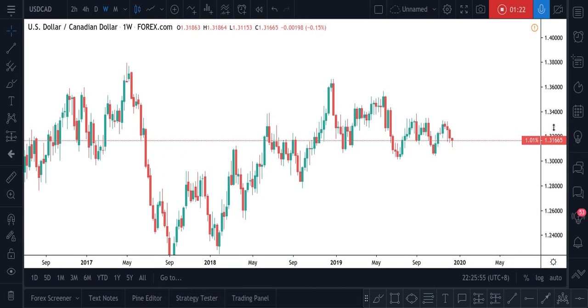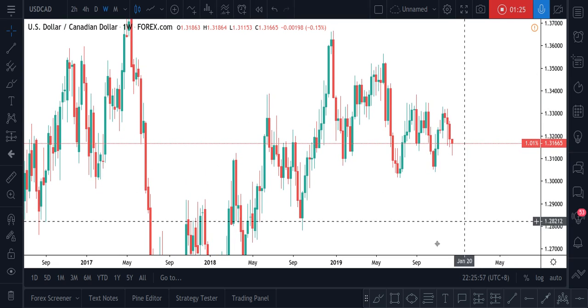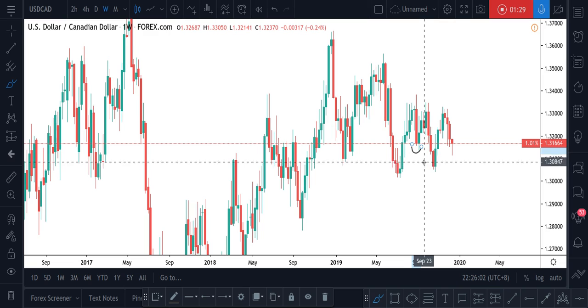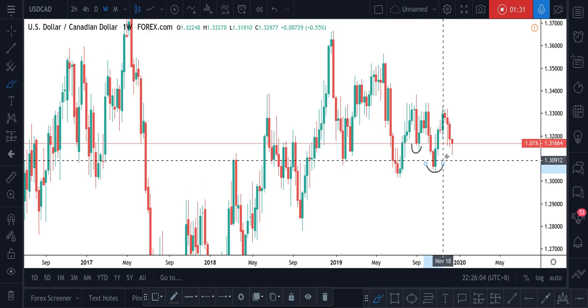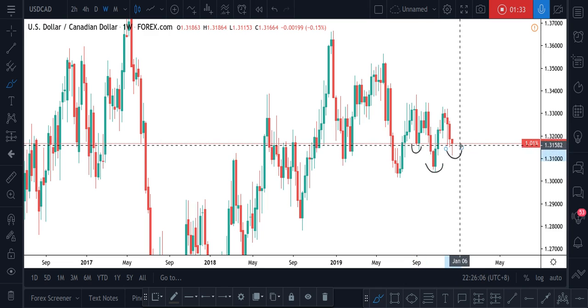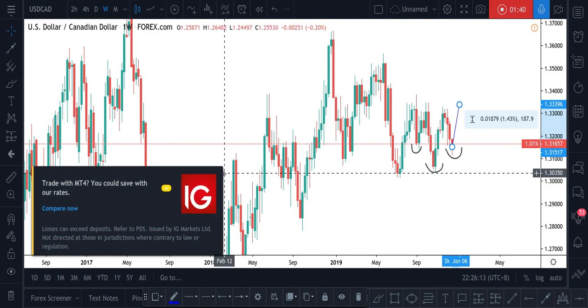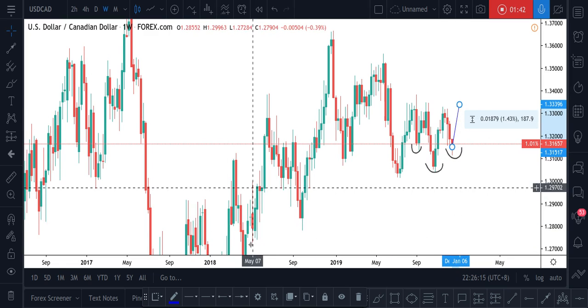On the weekly time frame, you can clearly see that the market is now showing us an inverted head and shoulders. We have the left shoulder, the head and the right shoulder. So basically what we can expect from this pair is a push to the upside, and what we want to see from this pair is a push to the upside.